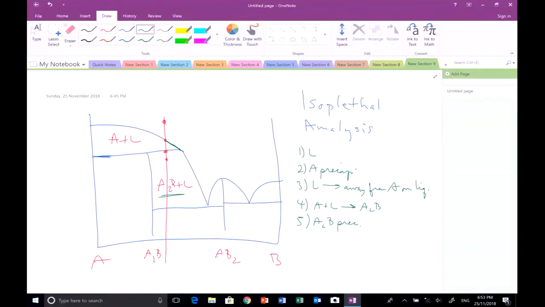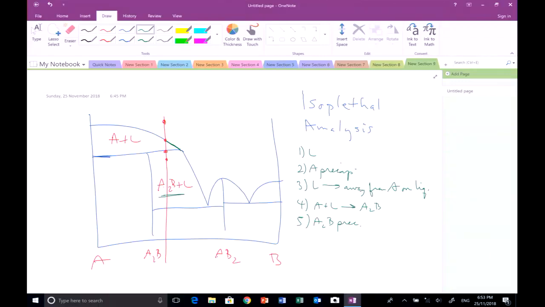It was resorbed. We had a peritectic reaction. Look at the peritectic reaction, which I wrote in the right direction. A plus liquid goes to A2B. So in other words, A and the liquid underwent a peritectic reaction to form A2B. Now I use the word resorbed. The reason for that is, according to the phase diagram, it happens instantaneously.